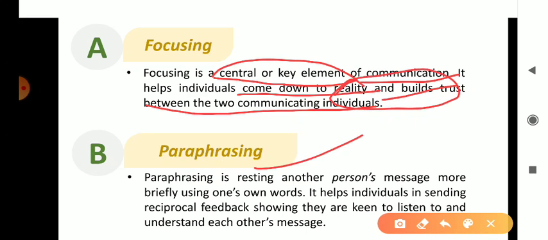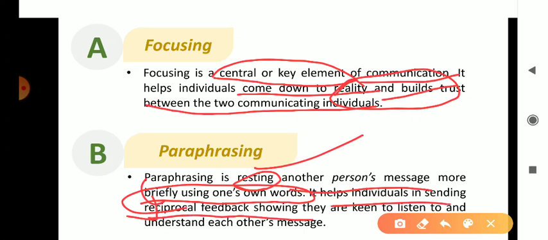Second one is paraphrasing. Paraphrasing means explaining briefly. If the message has been delivered by the sender, it is restated to another person more briefly using one's own words. Paraphrasing means the next person has understood the message. It helps individuals in sending reciprocal feedback, showing they are keen to listen and understand each other's message. Whatever message the sender has sent, the receiver paraphrases or restates that message and has understood it.